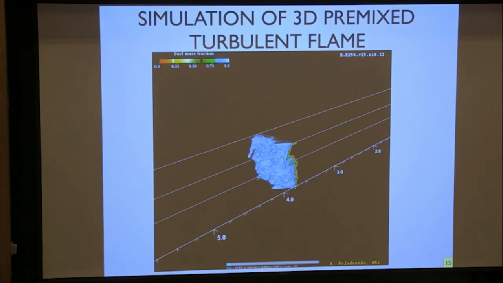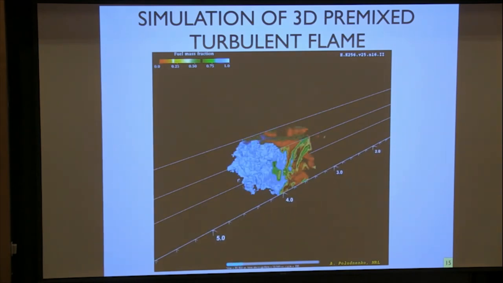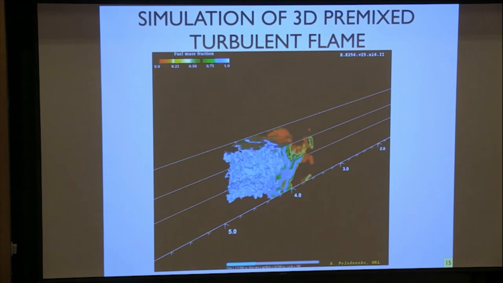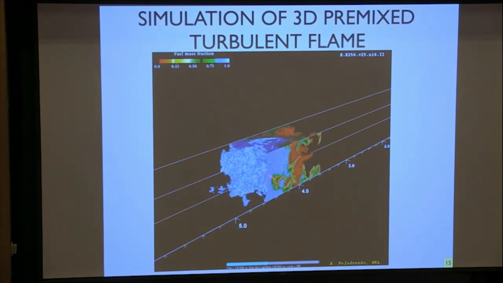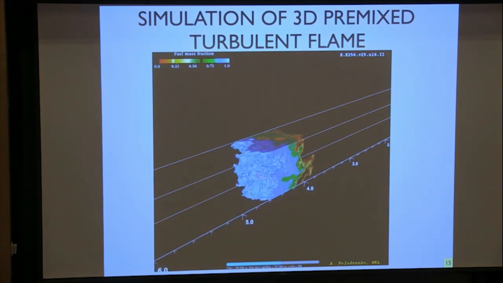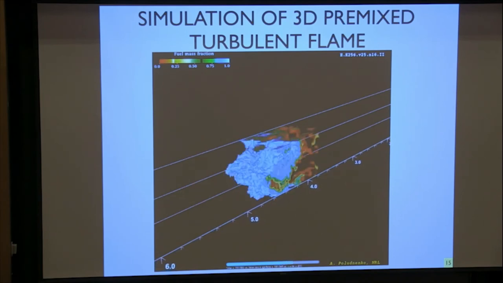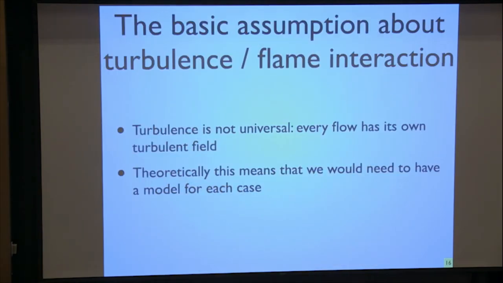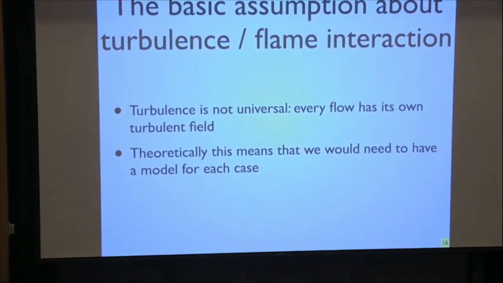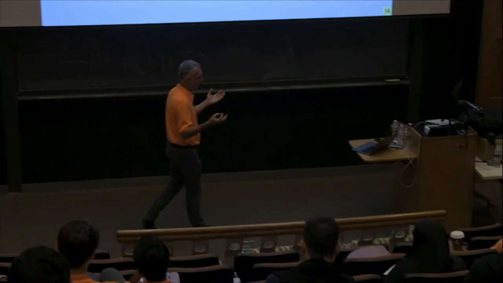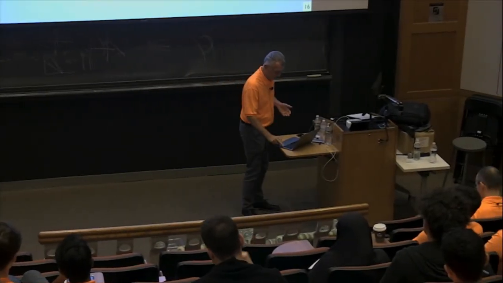So that's a simulation of a turbulent flame here by, I think, Elaine Oran and Poludenko, where you see how the flame looks like in a simulation. You see all this wrinkling and the interaction with turbulence, and this is what we need to compute. Okay, the first thing to say is that turbulence in itself is a complicated quantity. We're going to need to define the interaction between flame and turbulence. Turbulence is not universal. Every flow has its own turbulence, but still we need to do something about it.